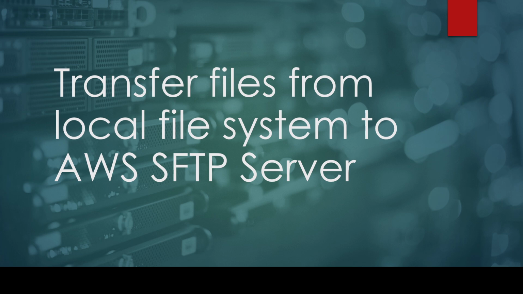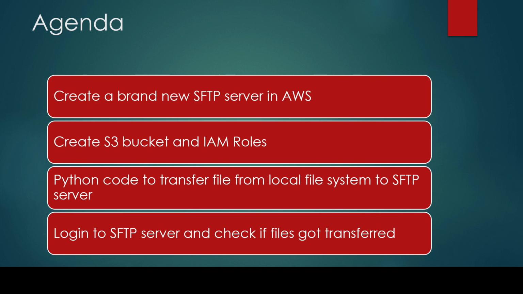So first of all, let's move on to our today's video agenda. Today we are going to create a new SFTP server in AWS. I'm going to show you how to do that. Then we will create S3 bucket and IAM roles that will be required in the SFTP server. In the third section, we will see the Python code to transfer the file. And in the ending part, we will see how we can log into the SFTP server and check if the files have got transferred or not. We can also verify that in our S3 bucket.